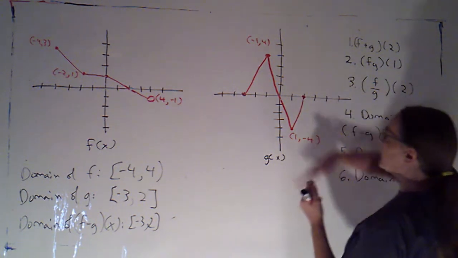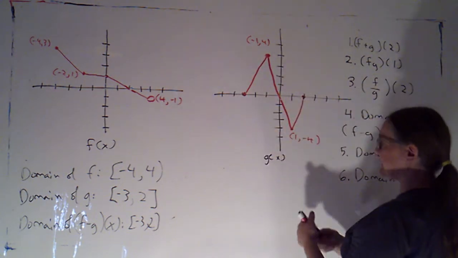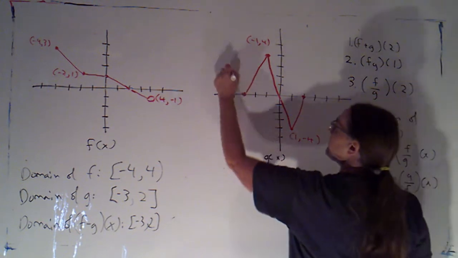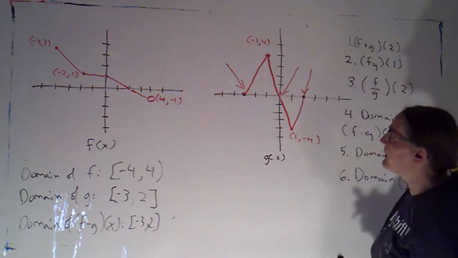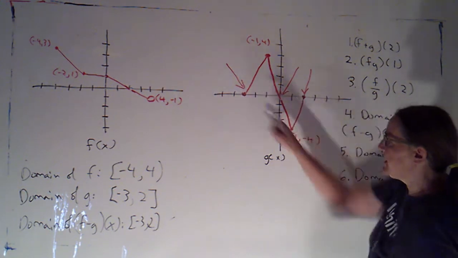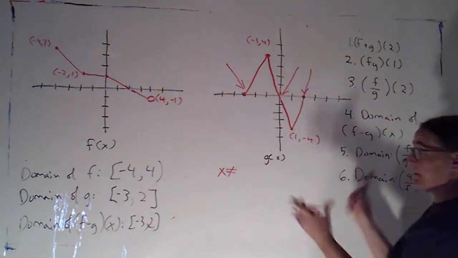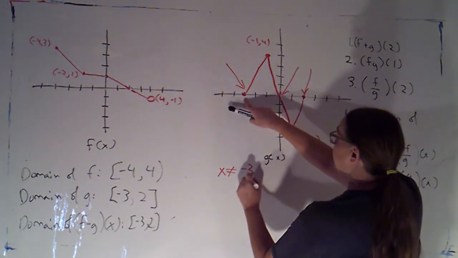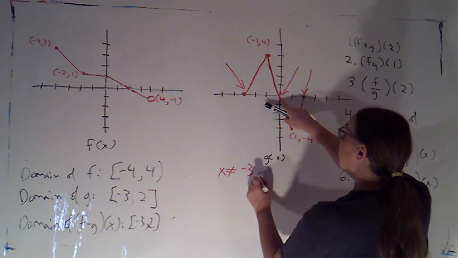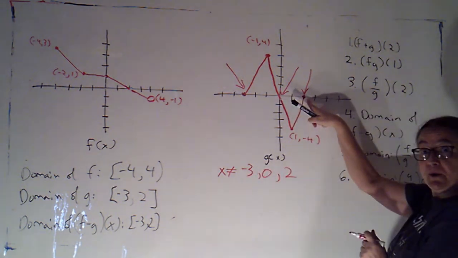And so that's where the y value is 0. So I'm looking for where we're on the x-axis. And it looks like there are 3 points. There, and there. I'm just going to write that x can't be these numbers. So I'm going to have to remove them from the domain. X can't be -3. X can't be 0. And x can't be 2.